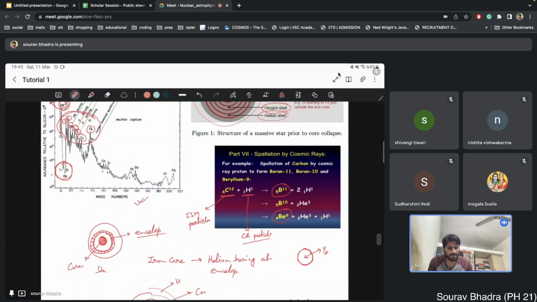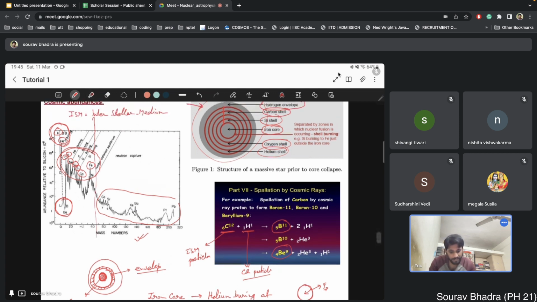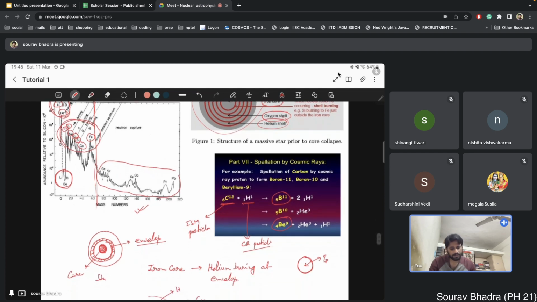All the other elements are quite low, and they can be formed in various nuclear reactions also, but our main important part is up to nickel, iron or nickel, whatever you say. This is the most abundant element, and we are trying to understand the source of these elements differently. In due course we will go through nucleosynthesis and everything else in detail. So this was the main thing.